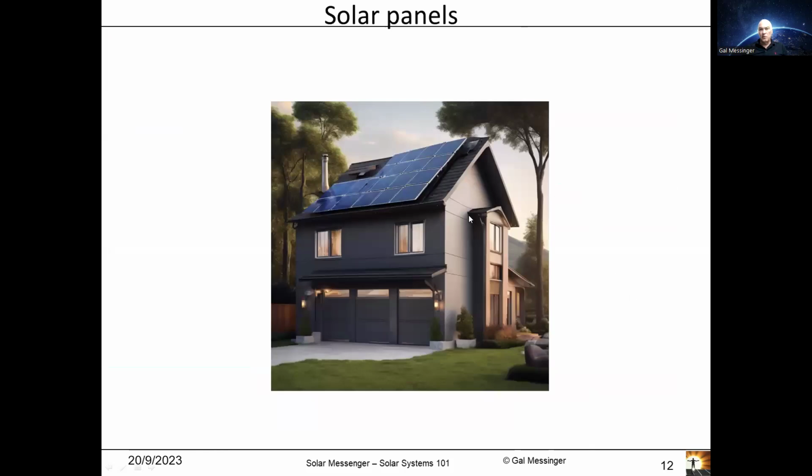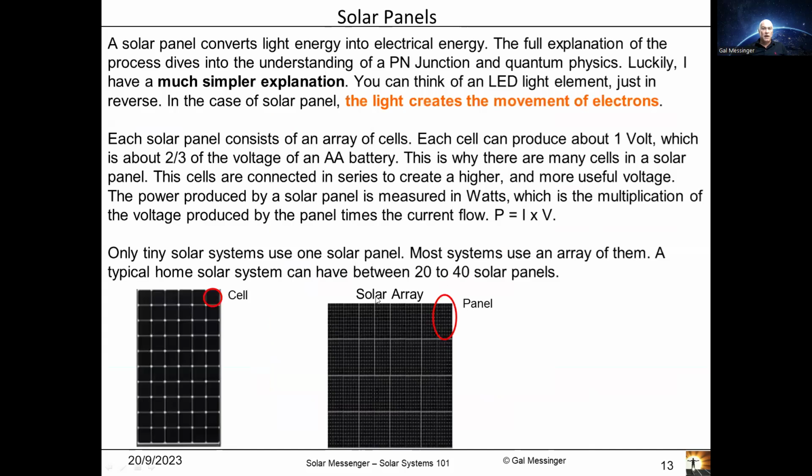Now, what are solar panels? Solar panels are units, actually not too expensive, surprising to most people, that are catching the photons from the sun and converting it into current and voltage, meaning electric power. So a solar panel consists of cells, and there are many of them. Each one is about half a volt to 1 volt, depending on the technology. Basically, the idea is to create a lot of them in one panel, 20 to 40 of them.